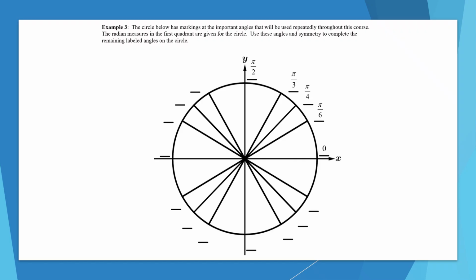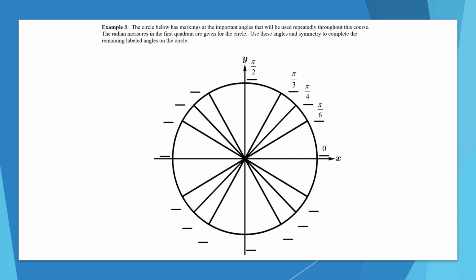All right, so let's take a look at example 3. This circle below has markings of all the important angles that you'll need to know throughout this course. I gave you the first quadrant for you. We're going to use these angles and a little bit of symmetry to fill in the remaining circle with the angle measures in radians.